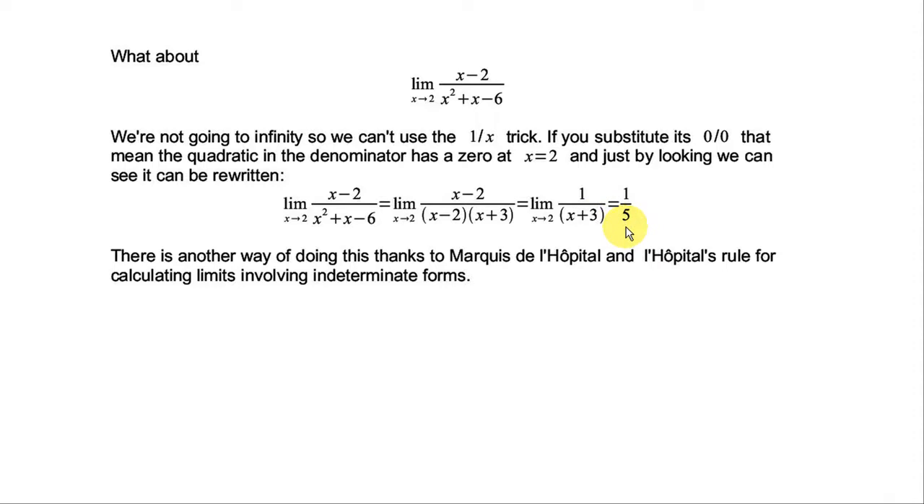So that's the limit. Now there's another way of doing this, thanks to some French aristocrat called the Marquis de l'Hôpital. And there's a rule that he's got for calculating indeterminate forms. And that's what we'll do next.